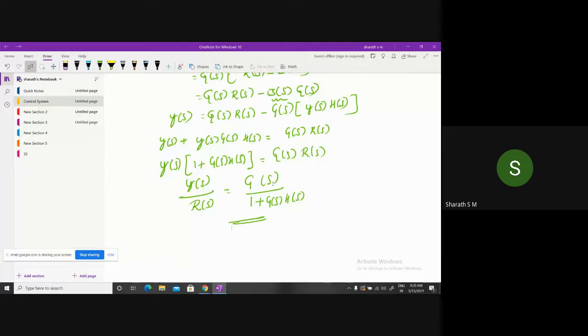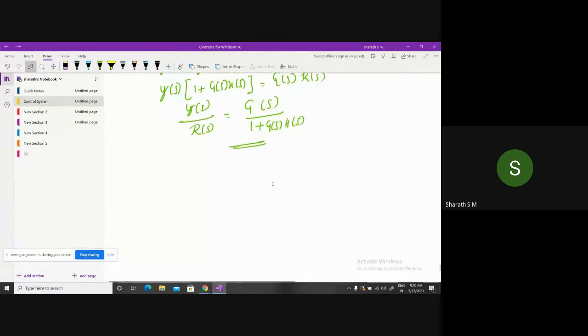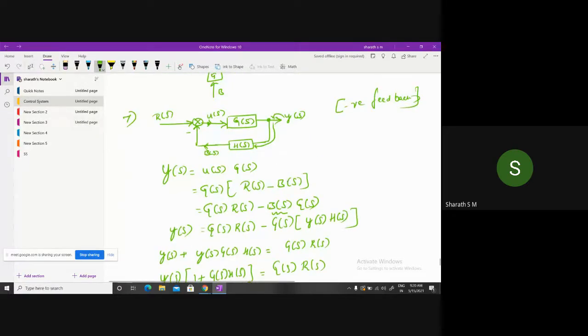In the same way, let us find the equation for positive feedback. So the same block diagram here, make it as a positive symbol. So let us find the equation for this.